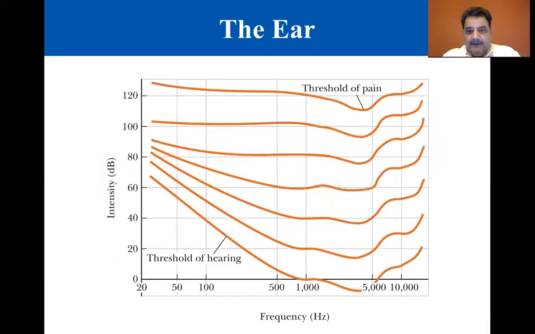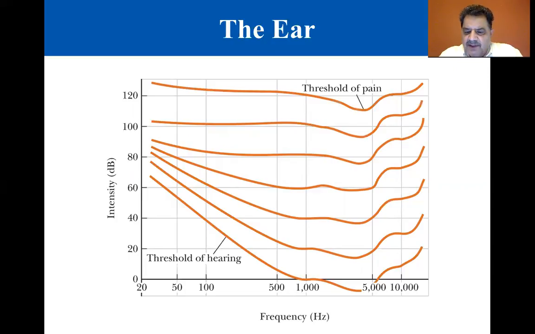Okay. This figure shows the frequency response curves of an average human ear for sounds of equal loudness, ranging from 0 to 120 dB. We can think of the bottom curve as the threshold of hearing.